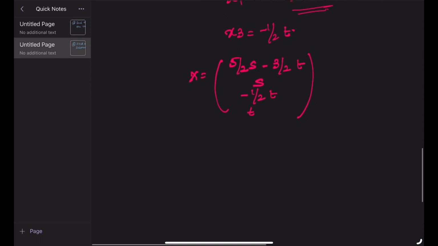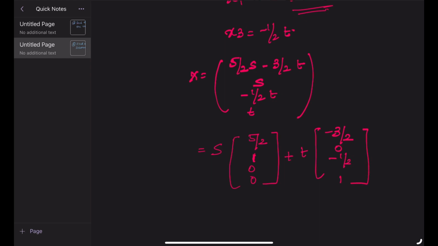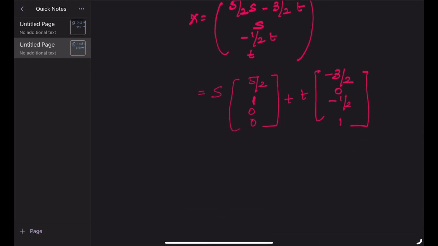Now instead of writing everything together, we will split and write. We will write s terms together and t terms together. So the s term is nothing but 5/2, then 1, then x3 is 0, x4 is 0, plus t times, for only the t terms, minus 3/2, 0, minus half, and 1. So that is all. So if I take the basis as the set, what is its dimension? It is 2. All right, so we'll take one more example.